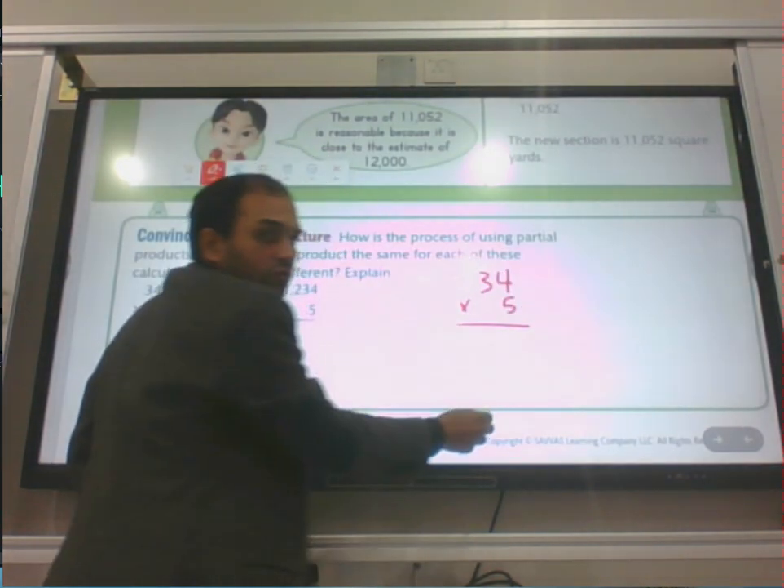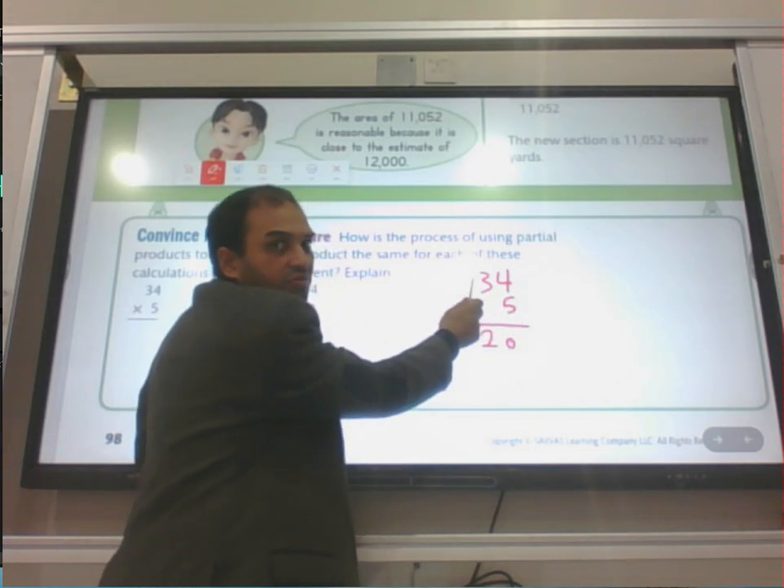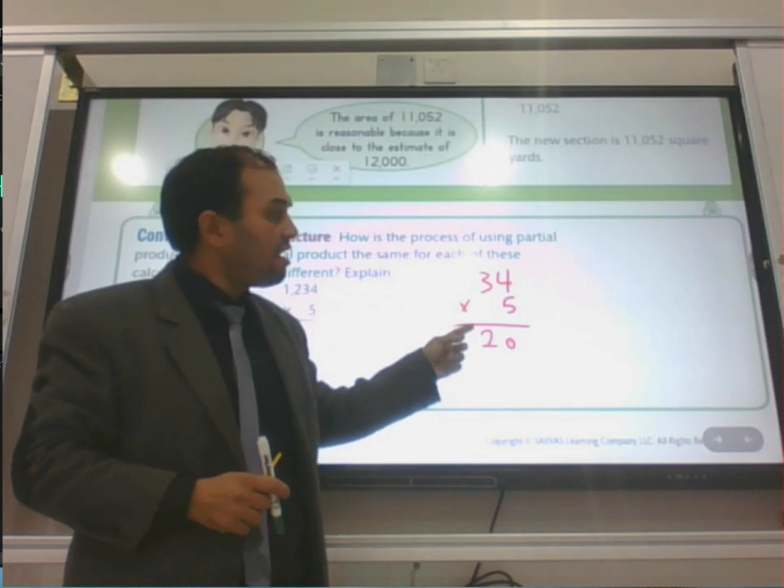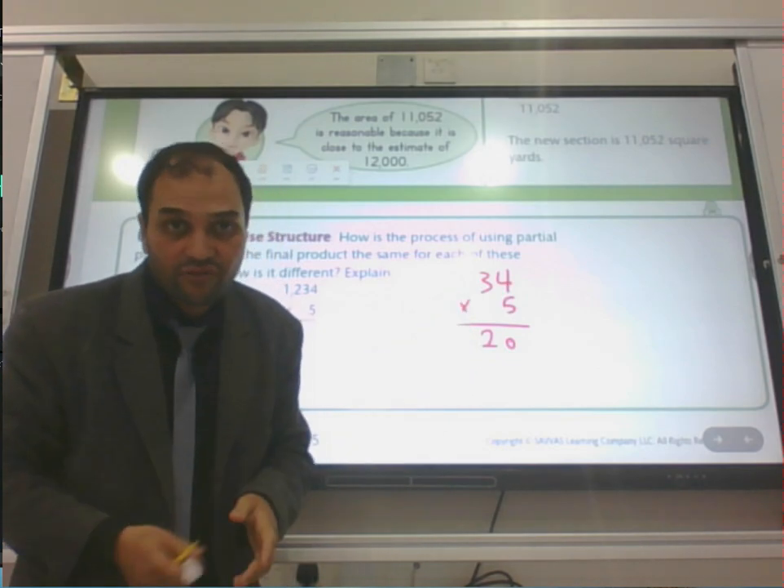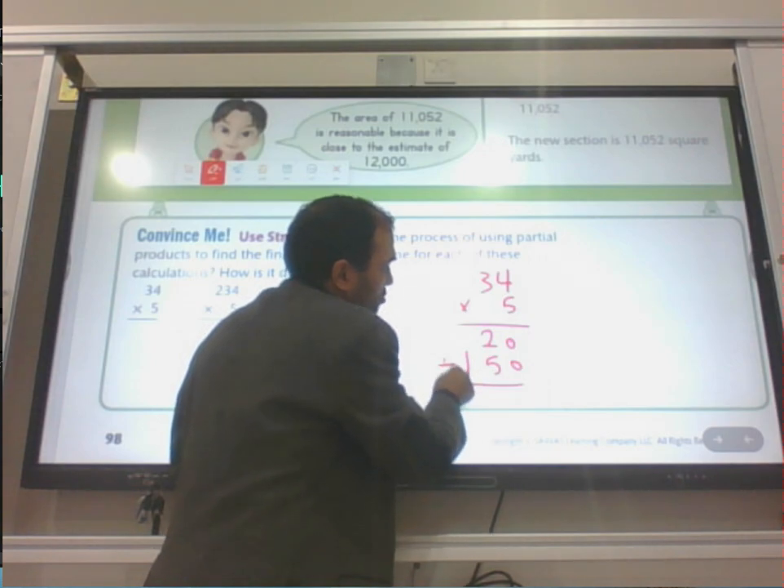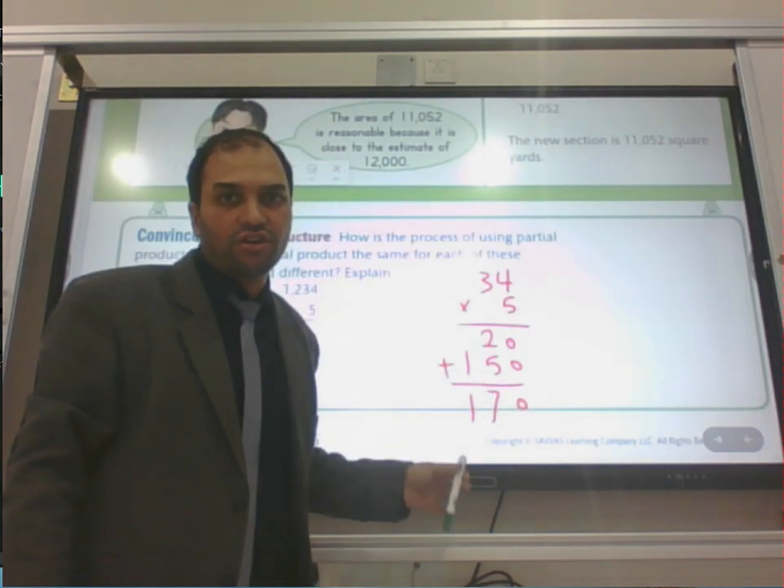First step, we know 4 times 5 is 20, right? Then 3 here, the value of digit 3 will be 30, because the 3 lies in the tens place. Then 30 times 5 will be 150. Right, 150 down. And then we can add 20 and 150, and this here will be 170.